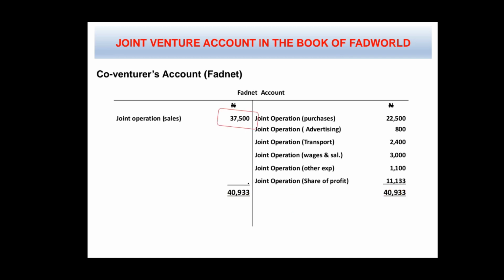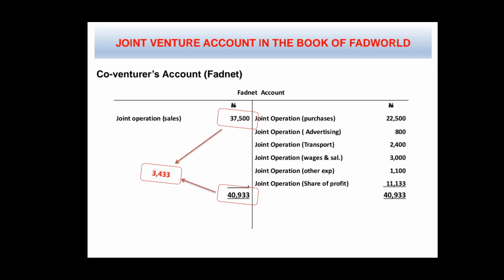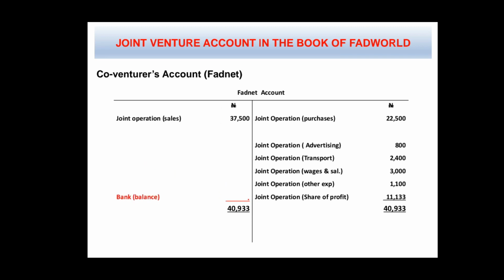Now, 37,500 compared to 40,933. So we are going to subtract 37,500 from 40,933, and that will give us 3,433. That amount represents the balance that will be paid to Fadnet as regards the joint venture. So this amount will be credited into the bank account. So that's the reason why the balance will be debited, bank bracket balance 3,433. So that is all about how to prepare a joint ventures account.